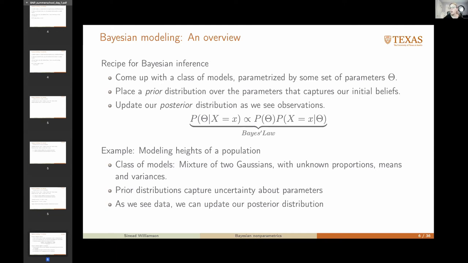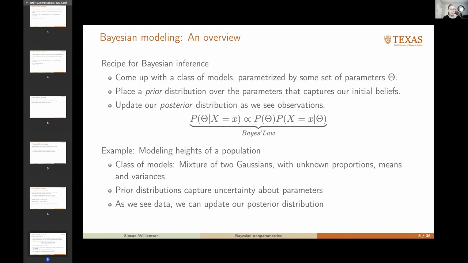So this kind of leads to the general recipe for Bayesian inference. And this is going to be what you see pretty much anytime you see Bayesian inference. Sometimes it will be complicated and obscured, sometimes it will be really obvious, but this is what's always going on under the hood. We're going to come up with some class of models that we feel is rich enough to express the variation in the world.